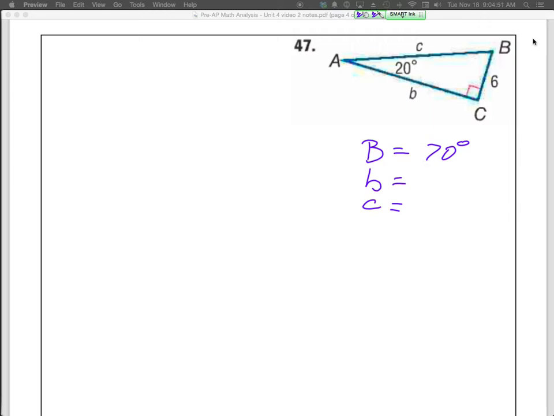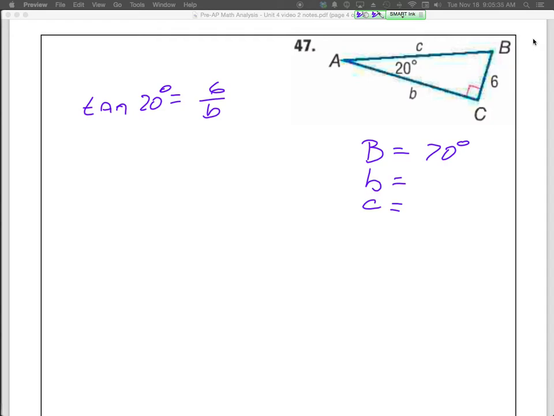So let's work on finding side B first. Who can set something up for me to help me find side B? Christian? If you use angle A, so 20 degrees, already established, correct? And we can find that B is the adjacent of 20. Correct. And we can use 6 as the opposite. So what is that? Is it cosine? Not cosine. Tangent? Tangent. So I want to use tangent of 20 degrees, and that would equal 6 over B.